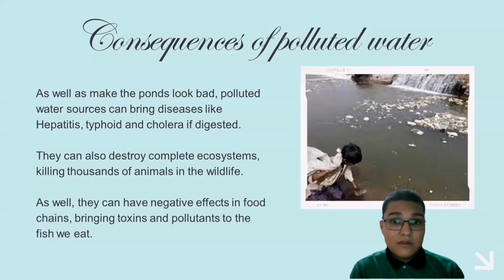Now we have the consequences of a polluted water source, as well as making the ponds look bad. A polluted water source can bring diseases like hepatitis, typhoid, and cholera if ingested, as well as bad infections. And they can also destroy complete ecosystems, because even a small change in one part of an ecosystem can affect it as a whole. So it could kill thousands of animals in the wildlife. And as well, they can have negative effects on the food chain.